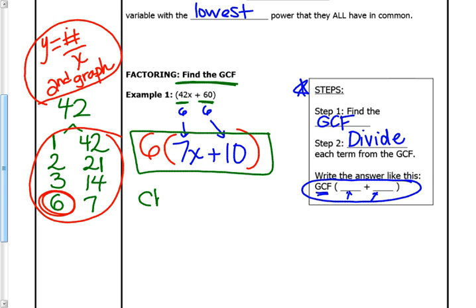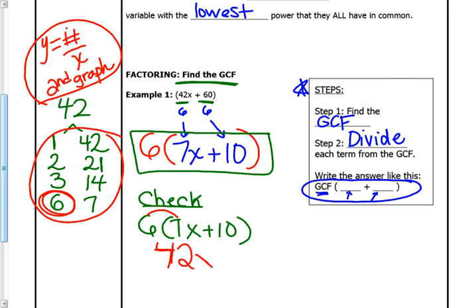We could always go through and check our answer. And when we check our answer, it looks like we've created some sort of expression where we can actually do distributive property. So if you wanted to check your answer, you can always distribute back and see if you got it right. So if I did 6 times 7x, that is 42x here. And then 6 times 10 is 60. So I know I did a good job because I checked and I got 42x plus 60, which was my original problem here.